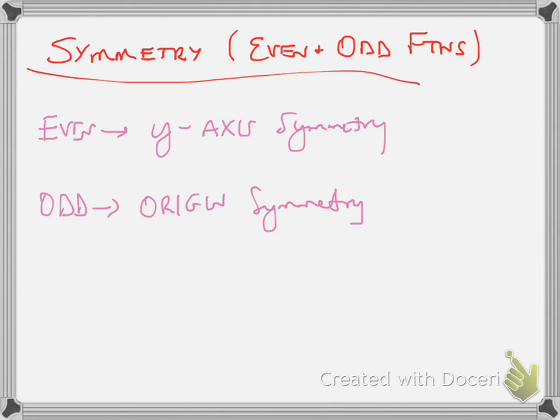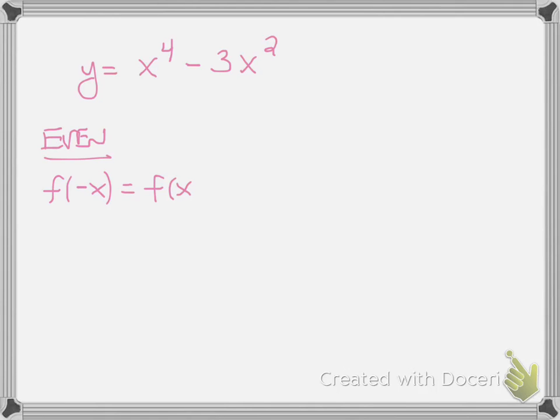So, let's take a look now at an example. Let's suppose that y is equal to x to the 4th minus 3x squared. To test these kinds of things, we'll first start for even by replacing all the x's with negative x's. And if we do that and it comes out to be the exact same equation that we started with, then we know that the function is even because it has y-axis symmetry.